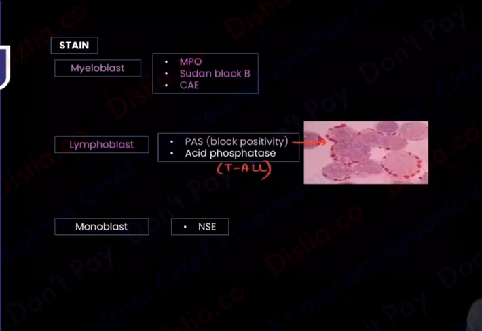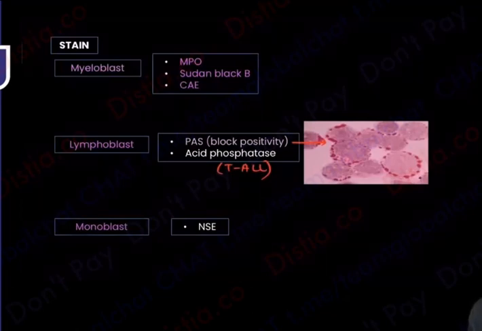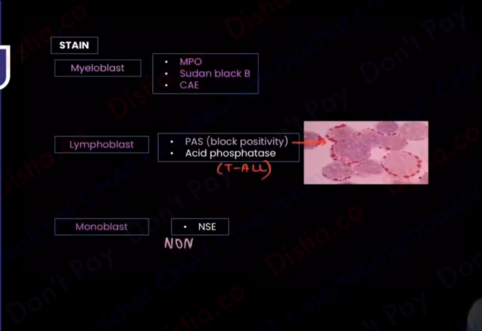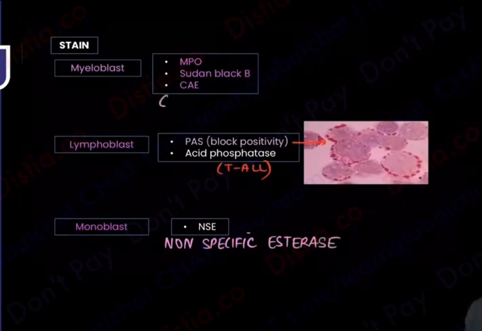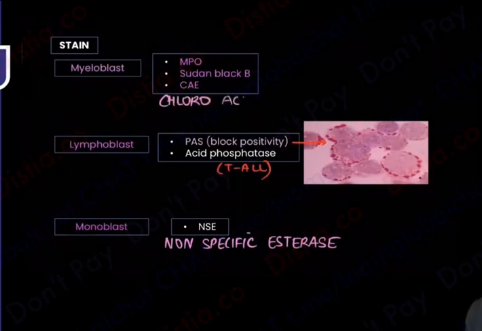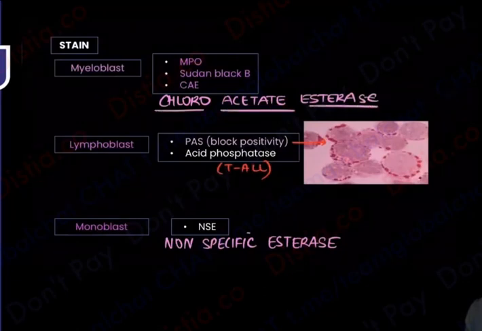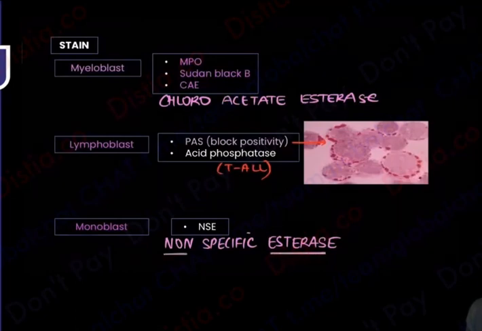The only blast that you're left with is a monoblast. They won't give you a picture, but at least they'll ask you the stain. And monoblast is NSE positive. What is NSE? NSE stands for non-specific esterase. Now please note that when I was teaching you myeloblast, I told you something known as chloroacetate esterase. That was something specific. I gave you a name to it. Here I'm not giving the esterase any name. I'm calling it non-specific esterase.